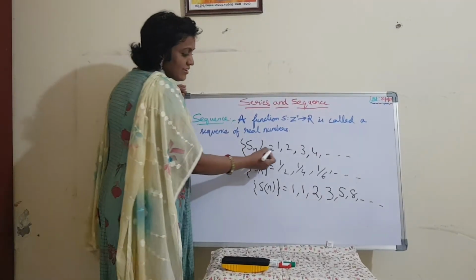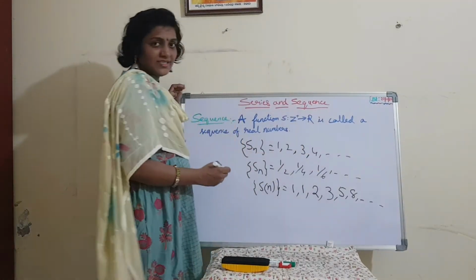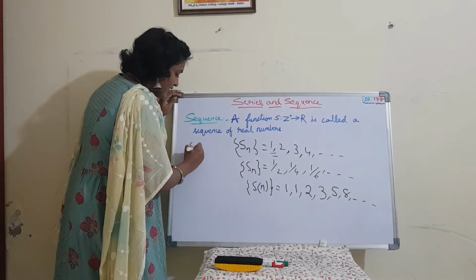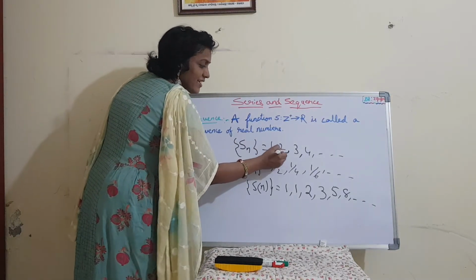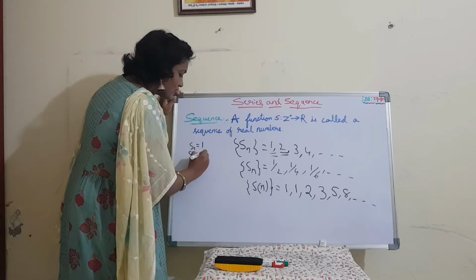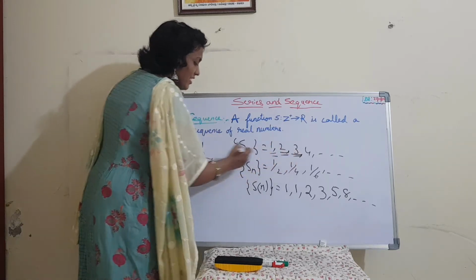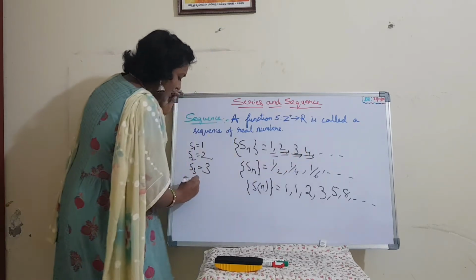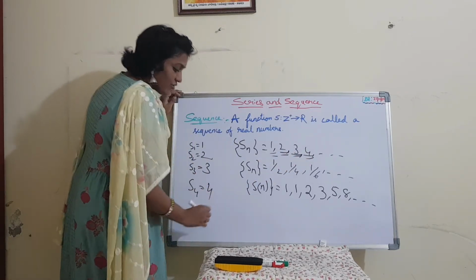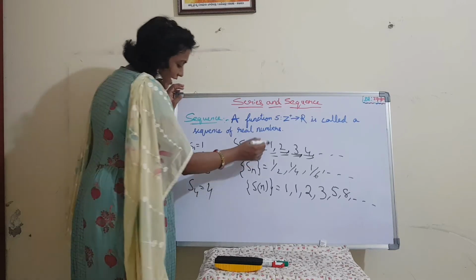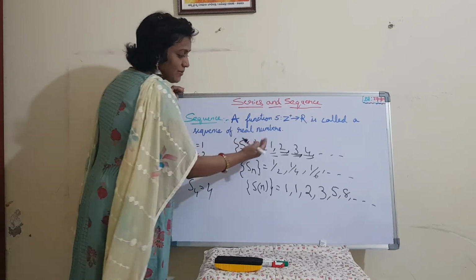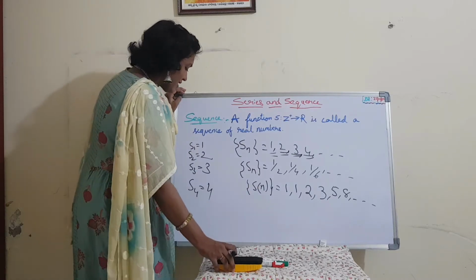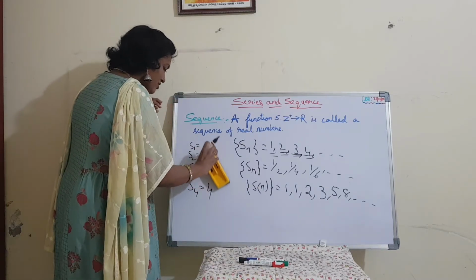Here Sn is equal to 1, 2, 3, 4, and so on. The first element we call S1. S1 is equal to 1. The second element S2 is equal to 2. The third element S3 is equal to 3. The fourth element S4 is equal to 4. Like that, every element is denoted as first element, second element, third element in this sequence. In the second one also it is the same.